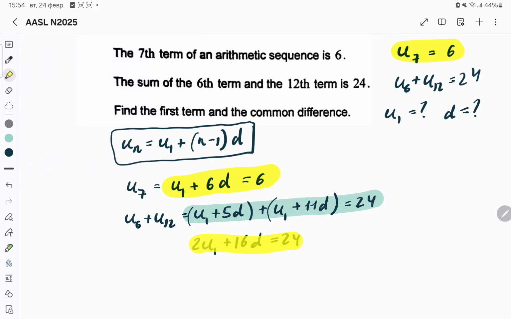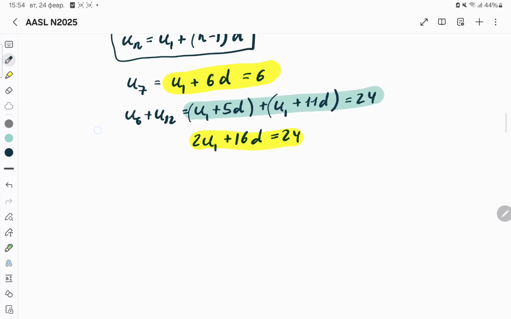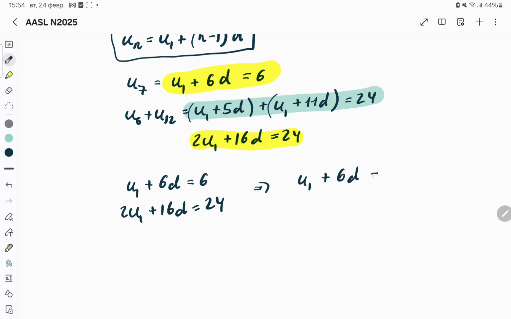So we have two equations with two unknowns. It means that we should solve the simultaneous equations. It's better to spell simultaneous equations. 2u1 plus 16d equals 24, yeah. And let's divide the second equation by 2. So it is u1 plus 8d is equal to 12. And now let's subtract. So minus 2d is equal to negative 6. d is equal to 3.